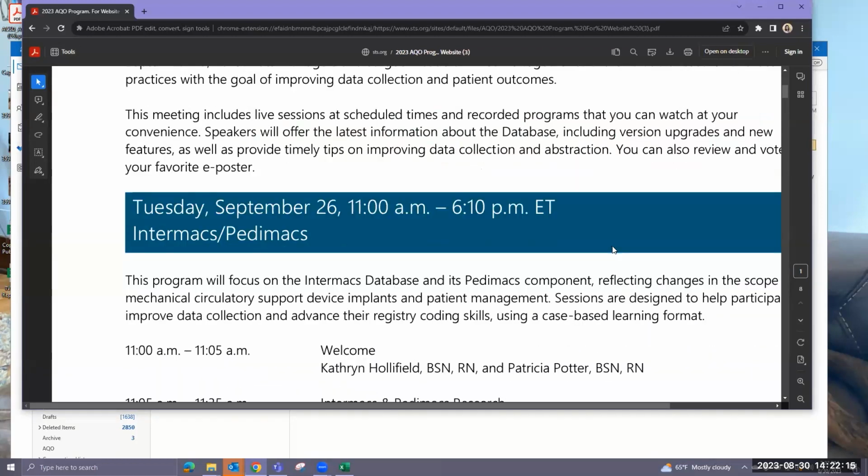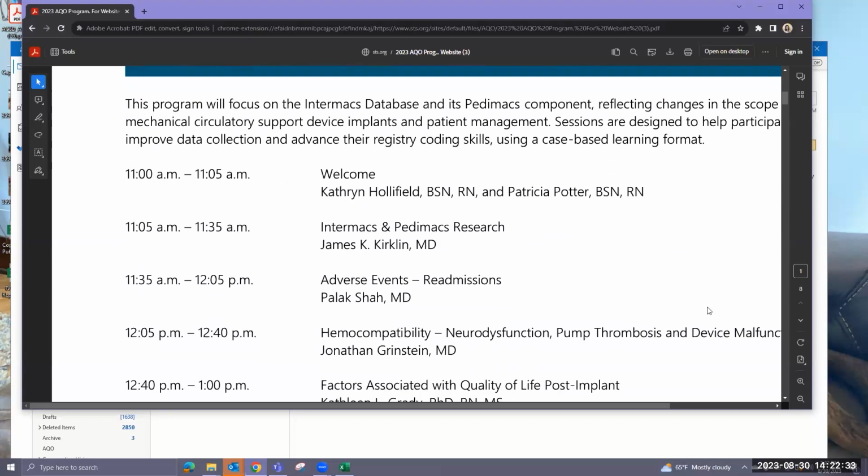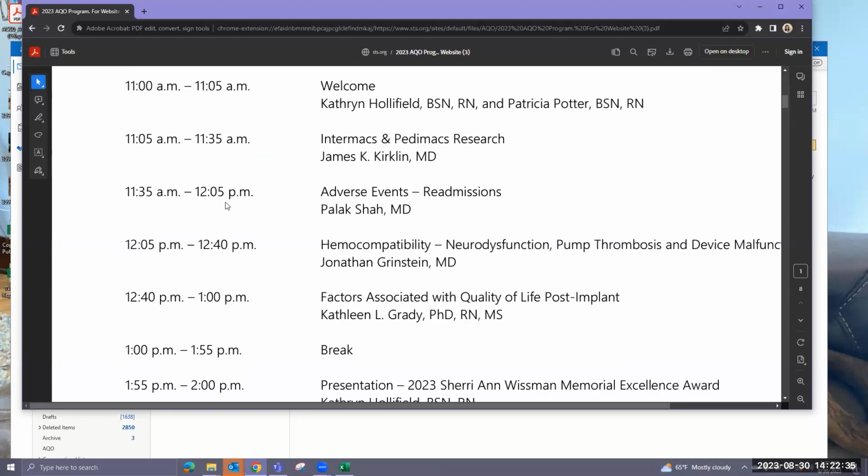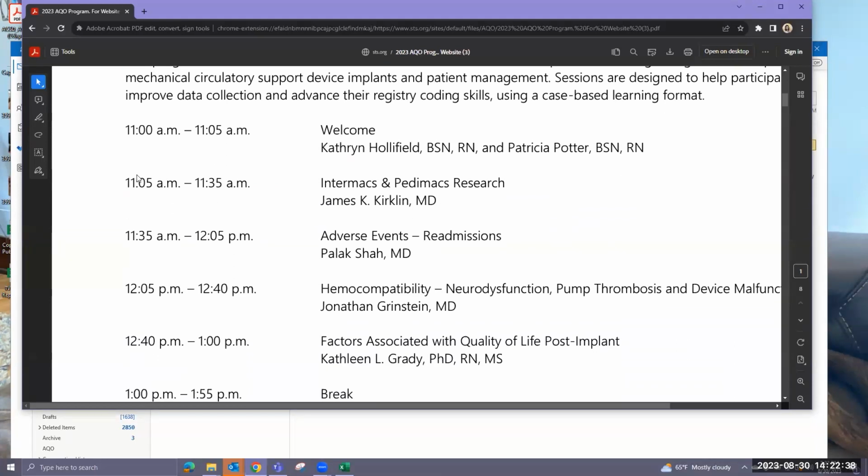So Intermacs will be on Tuesday, September 26th from 11 a.m. to 6:10 p.m. Eastern time. We have to use this time because we try to consider all of our time zones. So 11, 10, 9, 8. This is 8 o'clock Pacific time, so we don't want to start too early for the Pacific side. And so topics, Patricia, did you want to go through these? Because I know you've been really part of the planning on this.